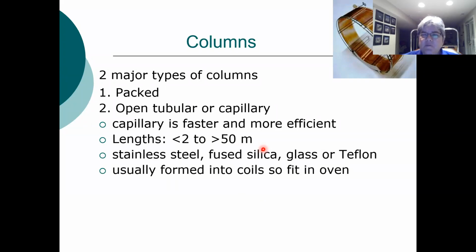And notice, if you've worked on a GC in the lab, if you had a column that was even 2 meters long, you would need a great big instrument. So usually the columns are in coils so that they'll fit nicely in the oven. Okay, and we'll talk more about these columns in a little bit.